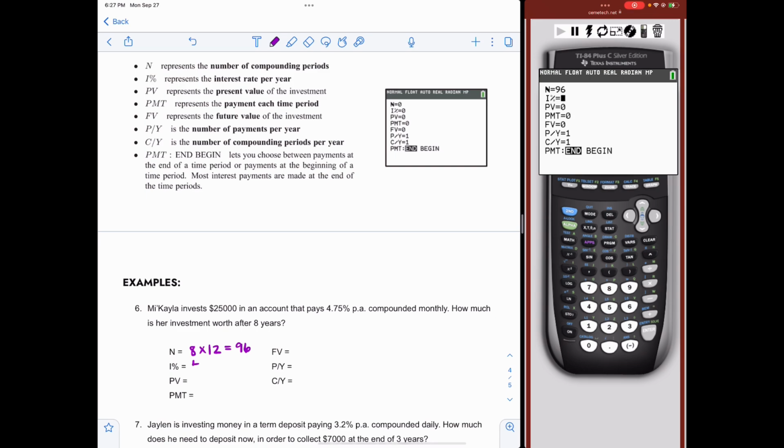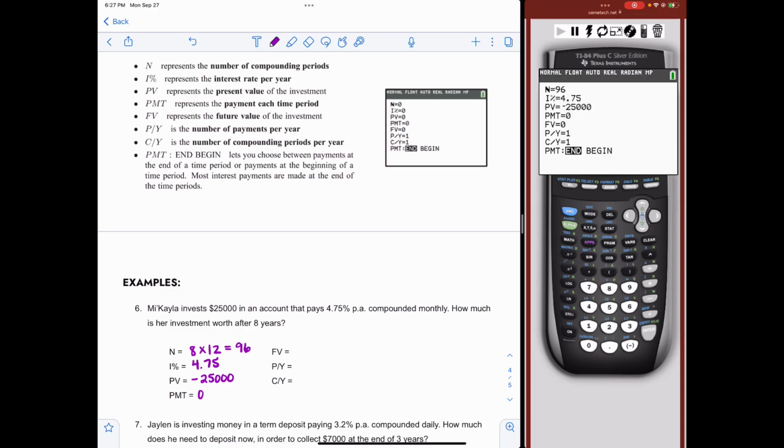The interest rate is 4.75. So we are going to type in 4.75 here. The present value is how much she invested. And remember, if you invest money, that is currently money that you don't have access to. So it's like you are in the negative. So we're going to say negative 25,000 because that is money that you don't have anymore. You gave it away. Your payment is going to stay at 0 because you're not making a payment. And you don't know what your future value is. So we're going to leave it at 0 for right now.